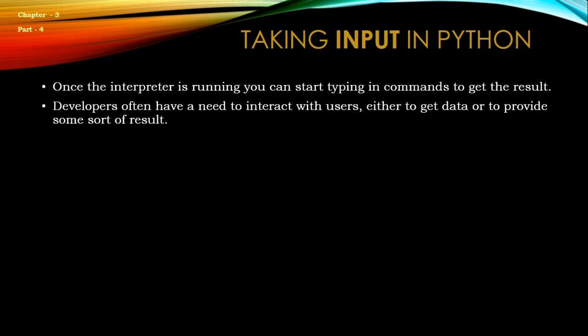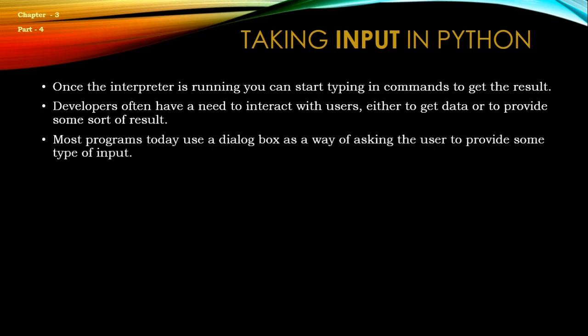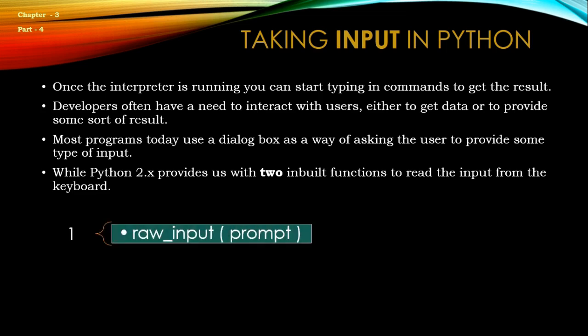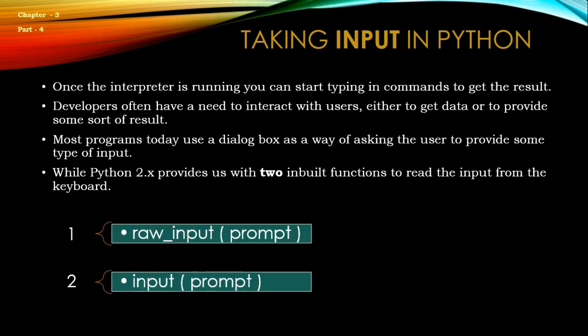Developers often have a need to interact with the users, either to get the data or to provide some sort of result. Most programs today use a dialog box as a way of asking the user to provide some type of input. While Python 2.x, that means Python 2, provides us with two inbuilt functions to read the input from the keyboard, that is, number one, raw_input function, and number two, input function.